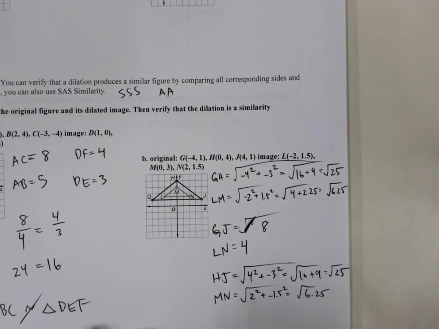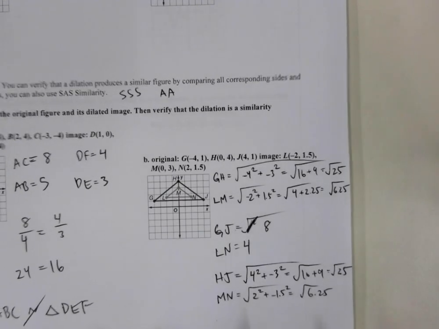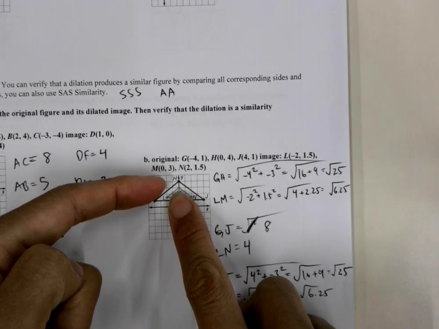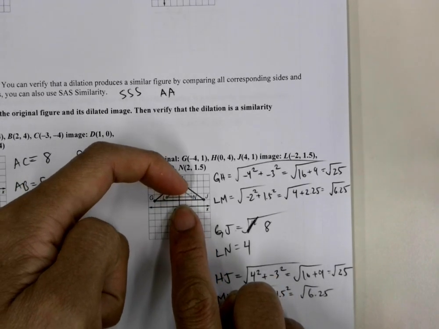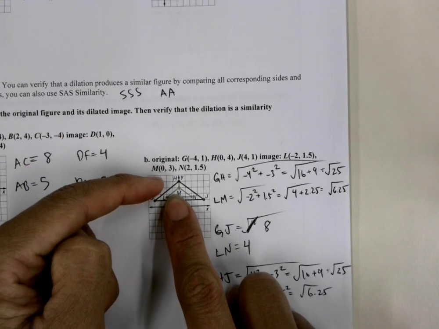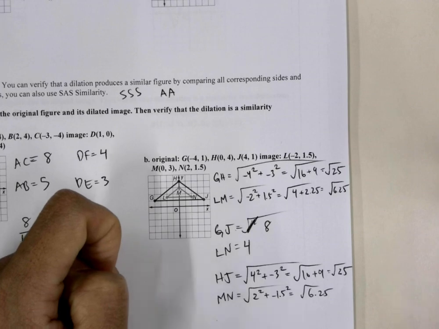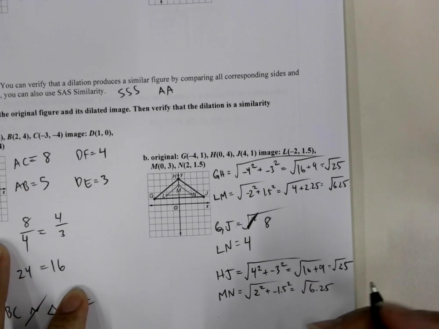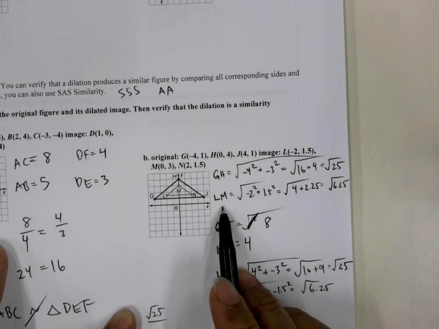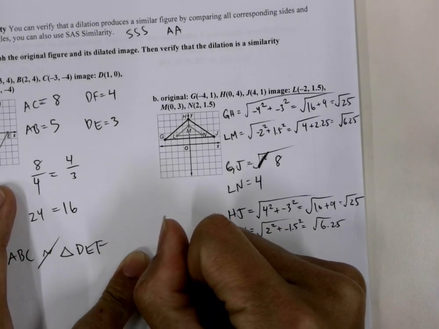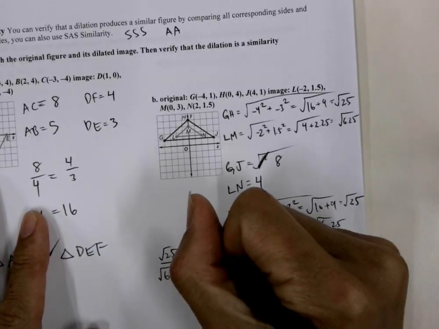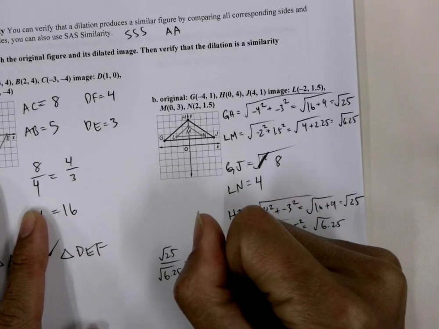Okay. So now we check the proportions and see if they are equal. So we're going to say these two corresponding sides are equal to those two corresponding sides over each other. And then we're going to do these two sides over each other equal to those two sides over each other, right? We can check all the proportions. So let's go ahead and do that. We'll do GH over LM, square root 25 over square root 6.25, is equal to the next two. So we're going to do square root 8 over 4.